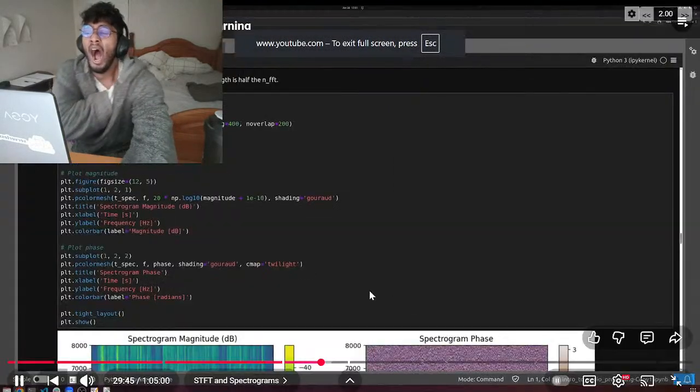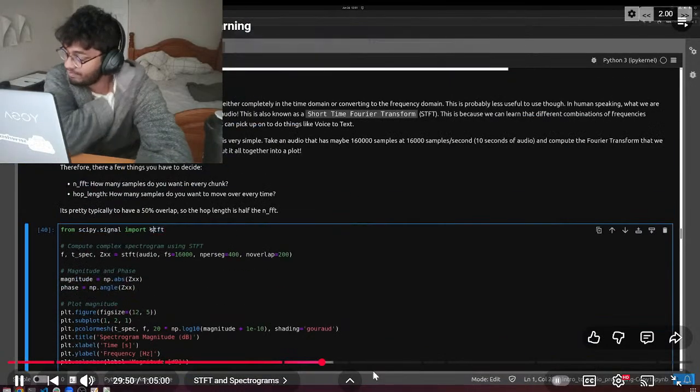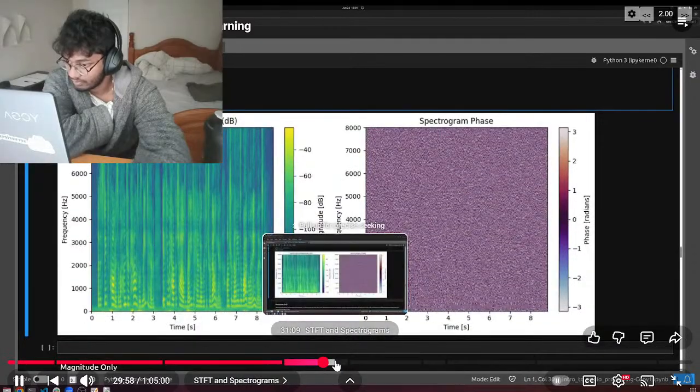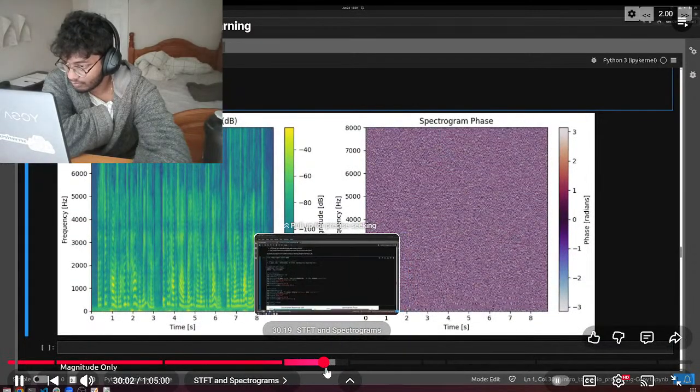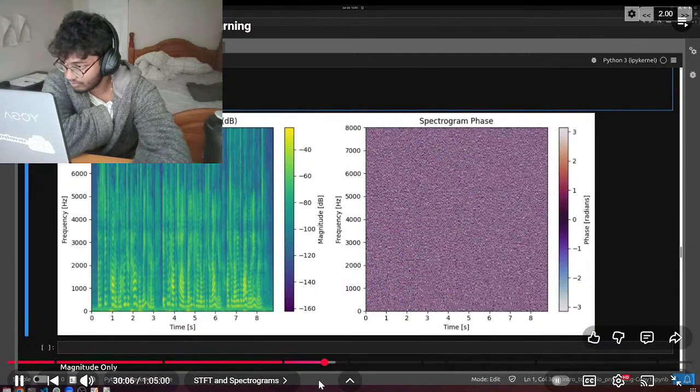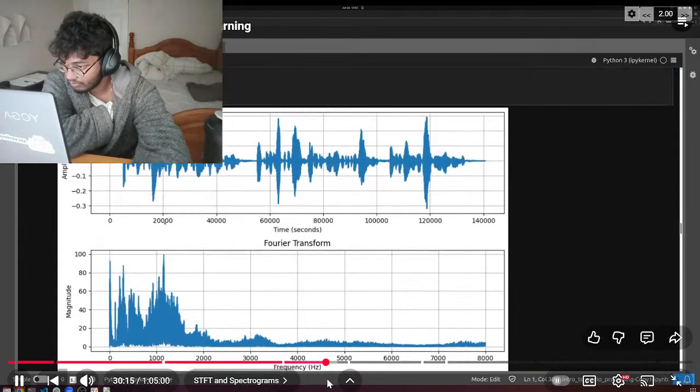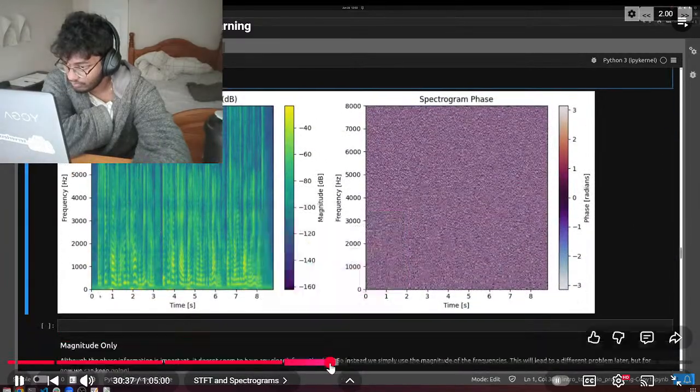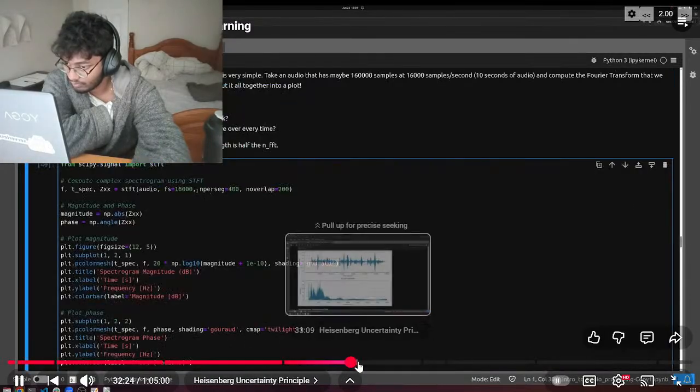Let's go ahead and take a look at what this produces. When we apply the short time Fourier transform, the STFT, it produces something known as the spectrogram. It produces both the magnitude and the phase. But notice here that things are a little bit different, where we have a time and a frequency axis, as opposed to before, where we just had frequency, or just had time, and the magnitude along our y-axis.